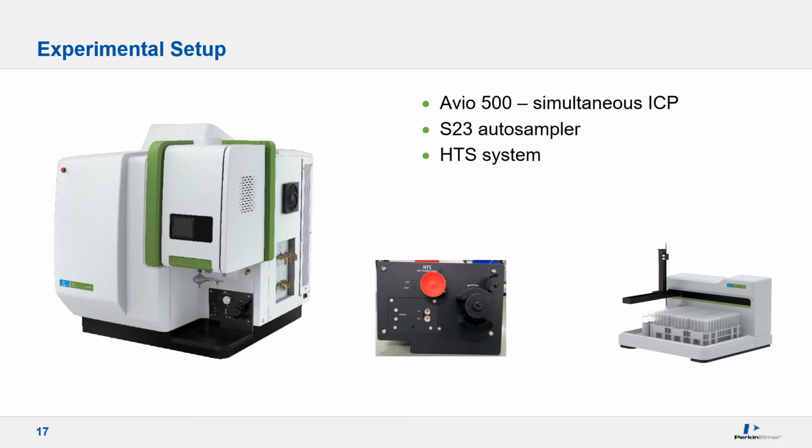In this case, the Avio 500 was also run in conjunction with the PerkinElmer High-Throughput System and S23 Autosampler. The High-Throughput System, or HTS system, allows for rapid uptake and delivery of the sample to the instrument by using a vacuum-filled loop and injection valve. It also reduces carryover by cleaning the probe and probe lines using the vacuum system during analysis time, and then rinses the remaining sample from the loop, also using the vacuum system.